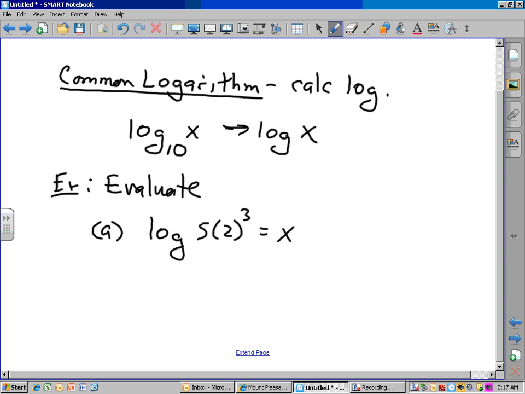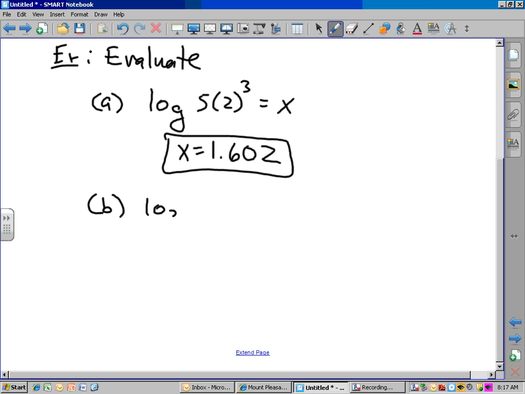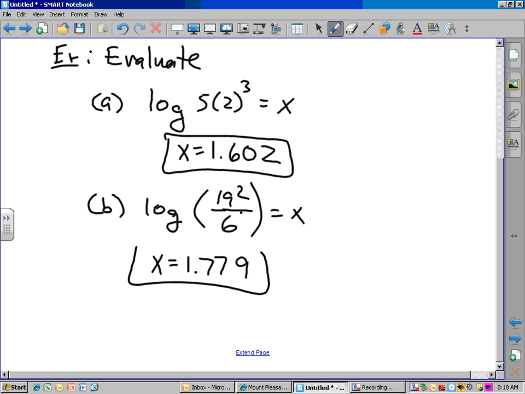I'm getting 1.602. Can you type it in? I'm having trouble getting that typed in. Pretty straightforward. Part B, log of 19 squared over 6. What's that equal? Again, common log. I'm getting 1.779 approximately. Any questions on how to type those in?